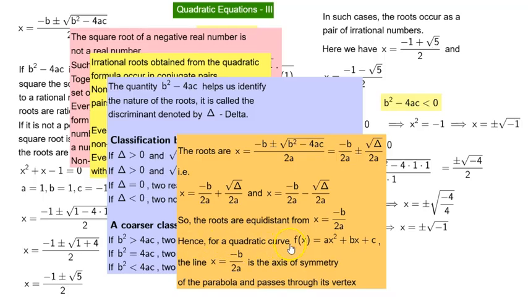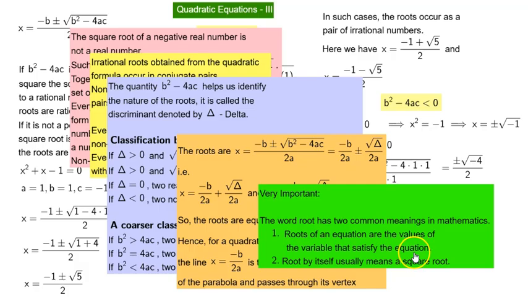So hence for a quadratic curve f of x equal to ax square plus bx plus c, the line x equal to minus b by 2a, which is the line passing through the midpoint of these two roots, is the axis of symmetry of the parabola and passes through its vertex. In the previous session, we looked at it through an example. Now I'm generalizing this.